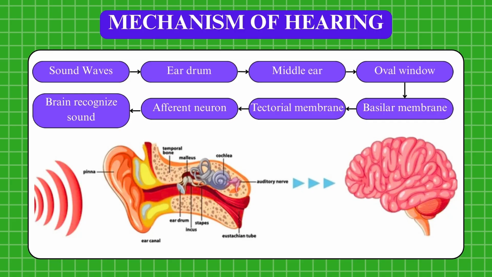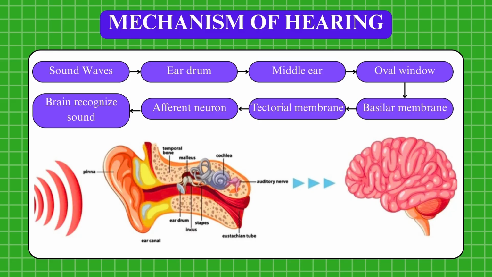Let's see the mechanism of hearing. The external ears receive the sound waves and direct them to the eardrum. The eardrum vibrates in response to the sound waves. These vibrations are transmitted through the ear ossicles, namely malleus, incus, and stapes, to the oval window or fenestra ovalis. These vibrations are then passed through the oval window to the fluid of the cochlea, where they generate sound waves in the lymphs.